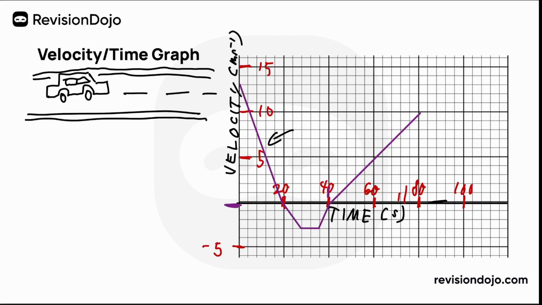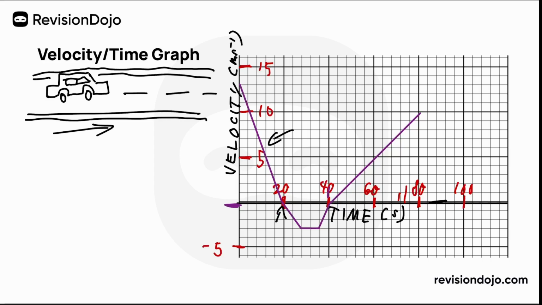The car here must be losing velocity because we have a negative gradient. That doesn't mean it stopped, and that doesn't mean it's going backward. This just means that it is slowing down, and that's the important part. So the car is still going in the positive direction because we have a positive velocity, it's above the x-axis, but it's slowing down. Then here it crosses the x-axis.